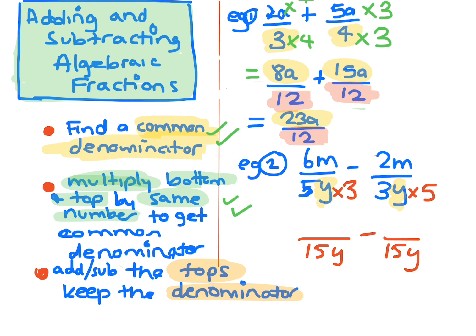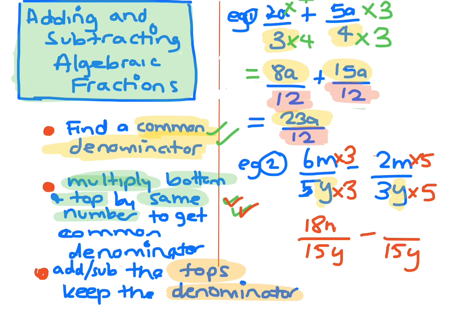So we've got the denominator, 5 3s are 15 and you keep your y. 3 5s are 15 and you keep your y. Then you look at the top, because the next step is multiply the bottom and the top by the same number. So you've got to times this one by 3 and this one by 5. It's important you do really good setting out.